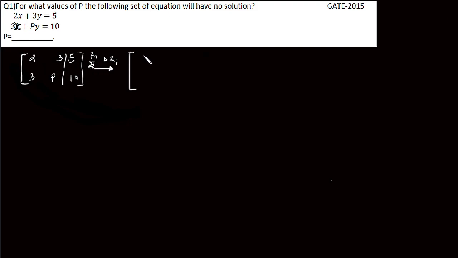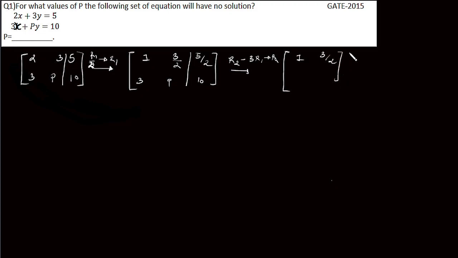So here simply 1, 3 by 2, here 5 by 2, and the second row remains as it is. Now we multiply the first row with minus 3 and add it to the second row. So R2 minus 3 R1 becomes our new R2. Let's do this operation. The first row remains as it is. Sorry, here it is a vertical line.